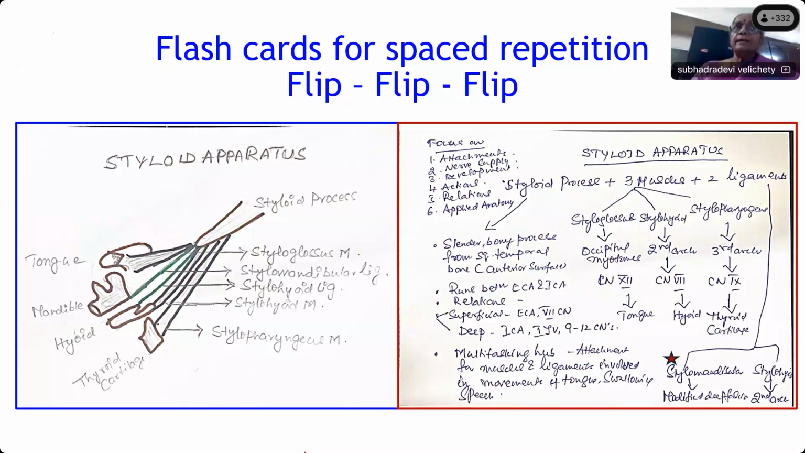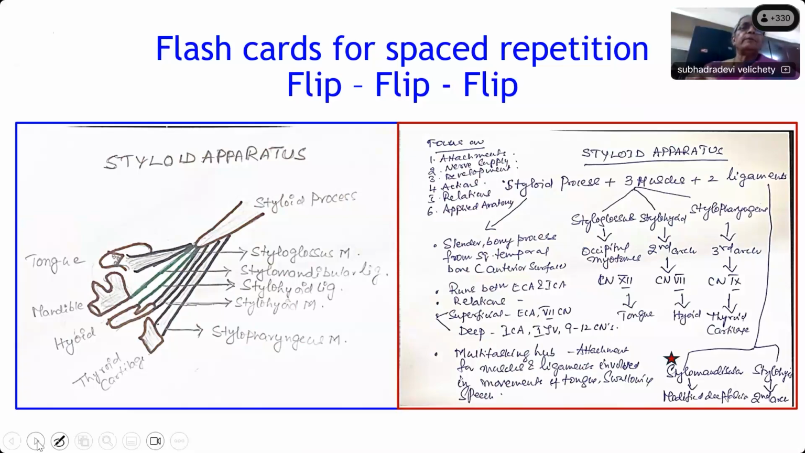And another thing, ligaments. I have put a star mark because one of it is coming from the pharyngeal arch, the other is the modified deep fascia. Why I have put it, this will be asked as an MCQ because they want to test whether we have read in depth or not. So this is a multitasking hub, that is about this styloid apparatus.